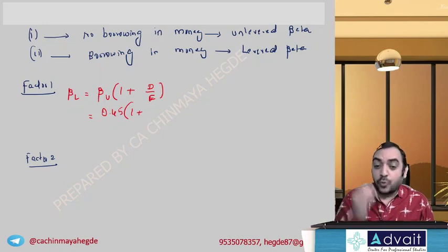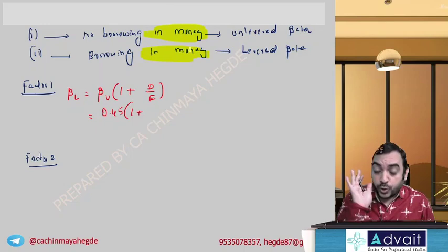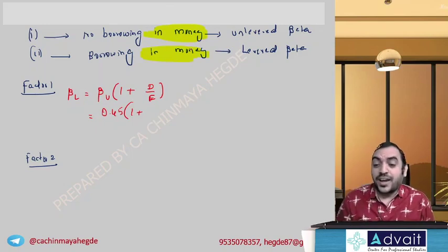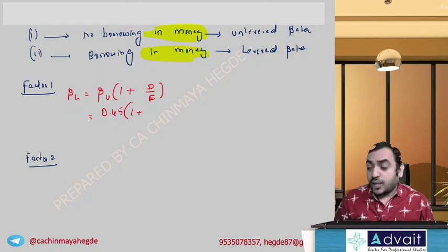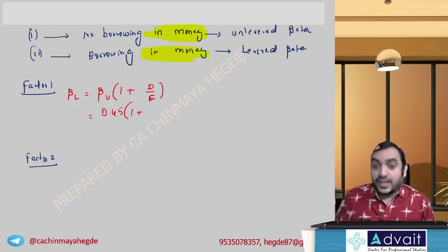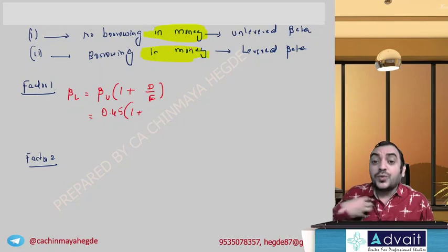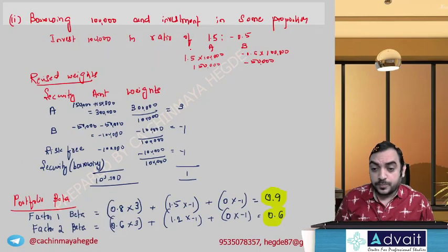Shorting is not borrowing. I'm only talking about borrowing in money. I'm specifically writing it here. Borrowing in money. I am only talking about borrowing in money as the impact on levered beta. I'm not talking about borrowing in security at all. In the first case, you had 1 lakh. Now in the second case, how much money do you have? 1 lakh only. Your money is 1 lakh. That's why you see the total.